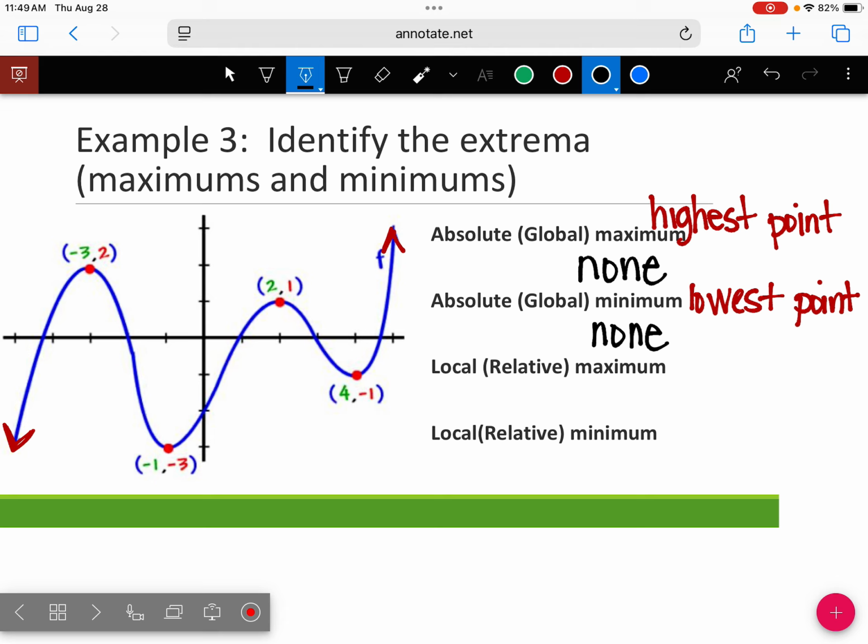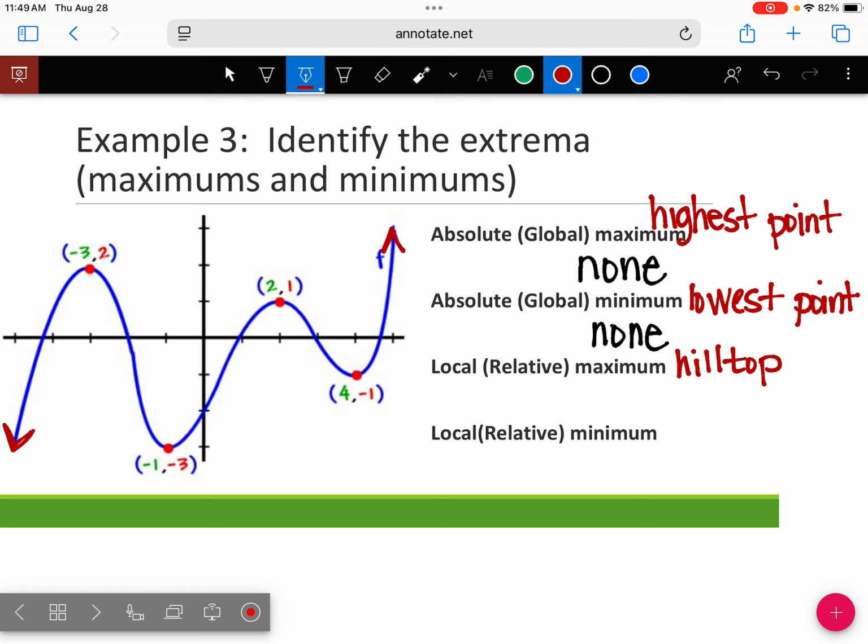Now, local max, or it could say relative max. To me, the easiest way to think of that is a hilltop. Now, the mathematical definition would be where the graph changes from an increasing to a decreasing interval. Okay, that's the mathematical definition. Where does the graph change from an increasing to a decreasing? But the Miss Bryant definition is a hilltop.